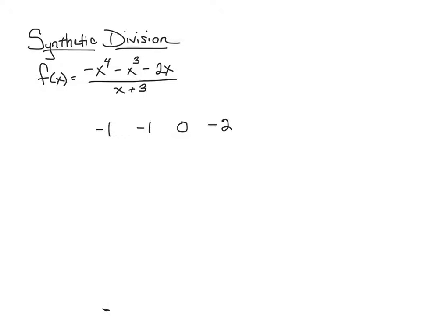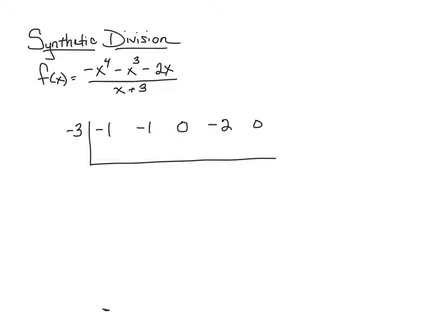If you also notice, we're missing the constant at the end. So that would be like a +0. You need to put that in that space. Okay, and so we are dividing by x plus 3, and whenever we're dividing by x plus 3, we use the opposite sign, so we will use -3, and we are ready to start our process.